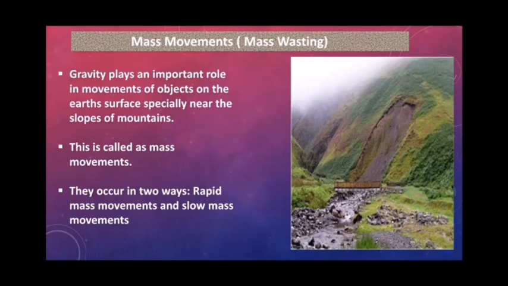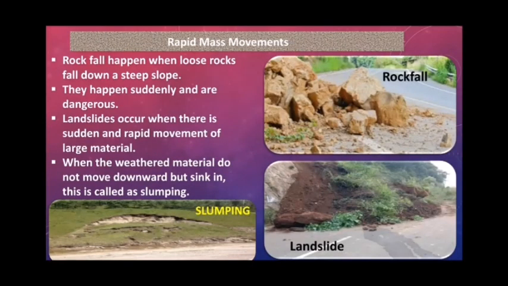Mass movements occur in two ways. It is rapid on steeper slopes, while it is slower on gentle slopes. Now let us learn more about rapid mass movements. Rockfalls, landslides, land subsidence, that is sinking of land, occur very rapidly, that is very fast. Their effects are very destructive and dangerous. The certainty of these events is more in regions having humid climate and steeper slopes.